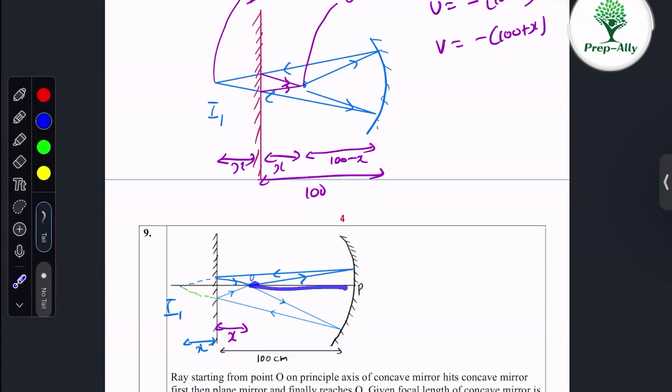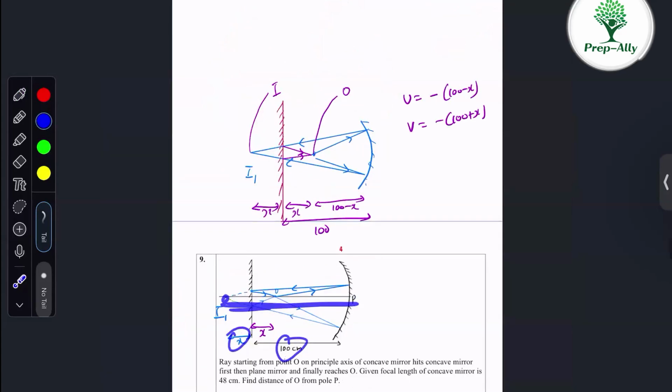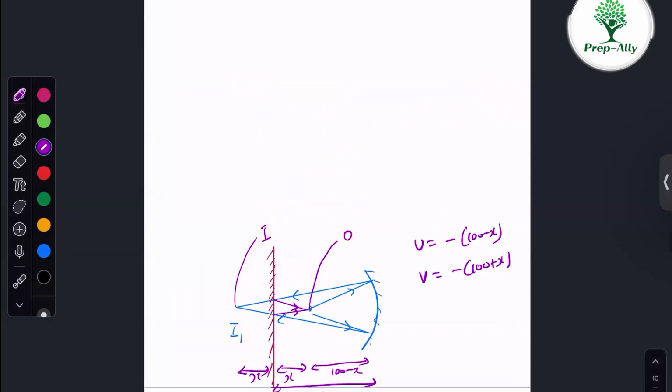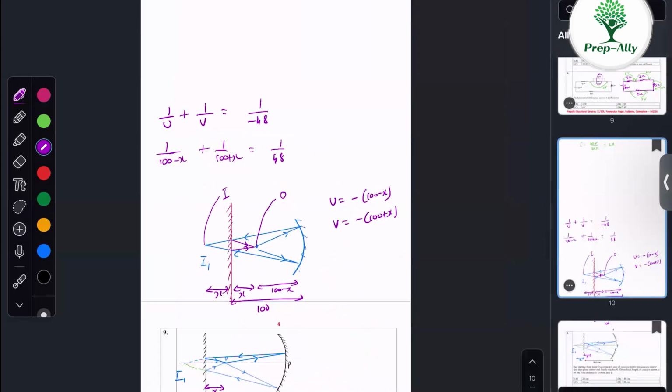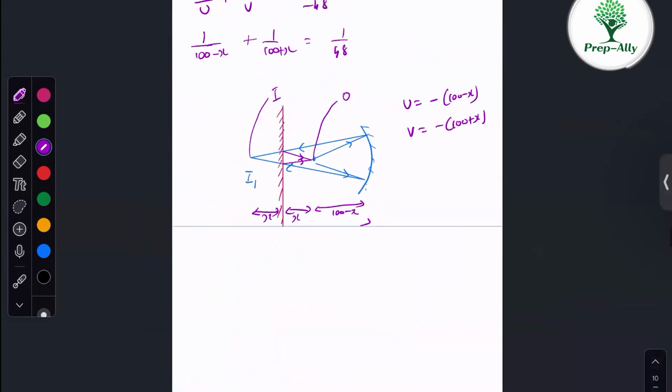Because the object is at a distance of 100 minus x, and the image is formed here, at 100 plus x. And then they are given the focal length is 48 centimeters. So using the mirror formula, 1 by u plus 1 by v is equal to 1 by minus 48. Cancelling the minus signs everywhere, 1 by 100 minus x plus 1 by 100 plus x equals 1 by 48. Solving this equation, we'll get the value of x.